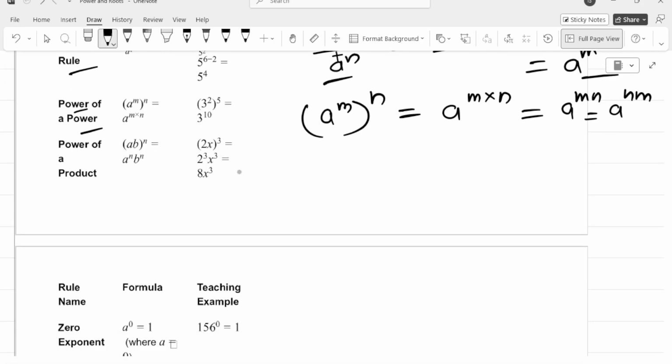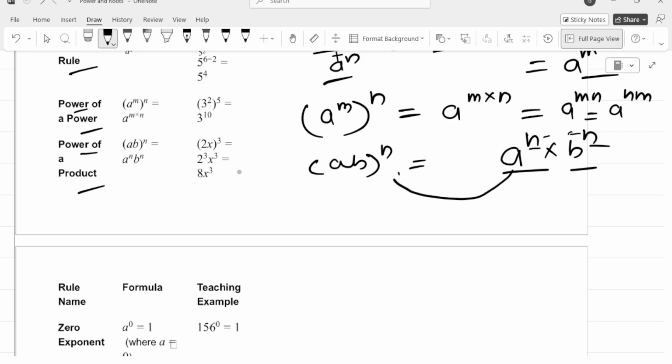Now power of a product. For example, I explain: a to the power n into b to the power n, the base is different but their power is similar, n.